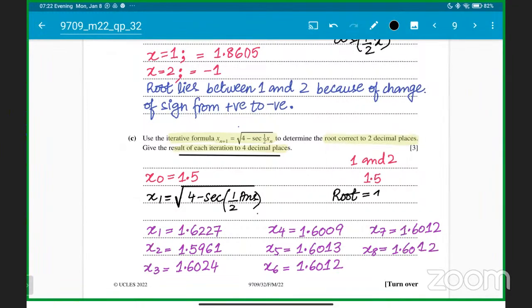Got it, students? Clear? Understood? Yes, sir. The root is 1.60. Any questions, any doubts? Let me know. Any problems? Clear on this? Okay. Yes.